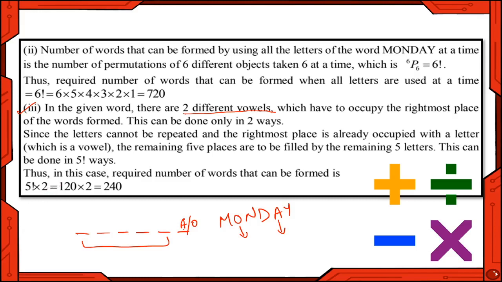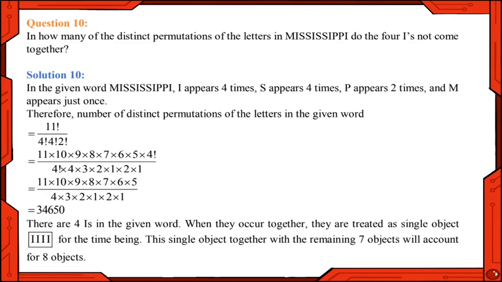Why 2? Because the first time all these words will be formed with A at the last place, and the next time all these combinations, all these words, will be formed when we have O at the last place. So that's why we are multiplying by 2. So 240 total words. Now, in how many of the distinct permutations of the letters in Mississippi do the 4 I's not come together? This is an important question.